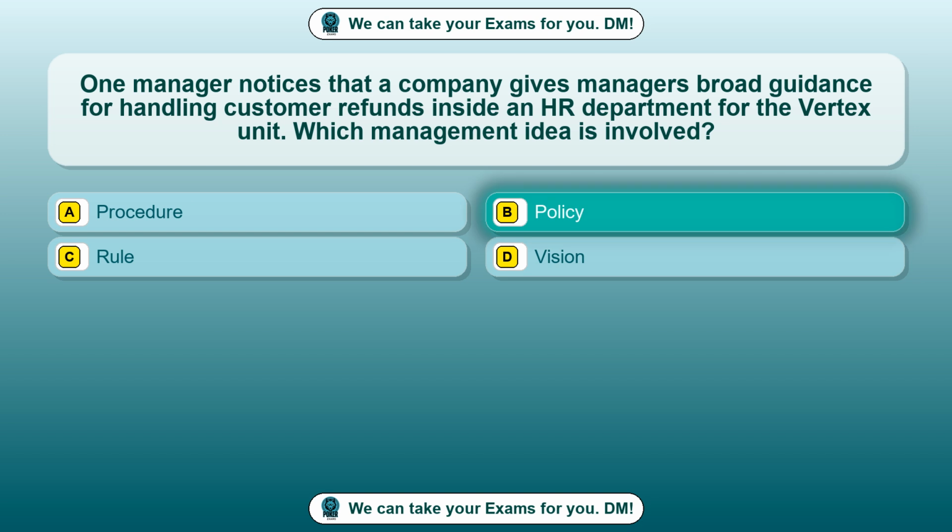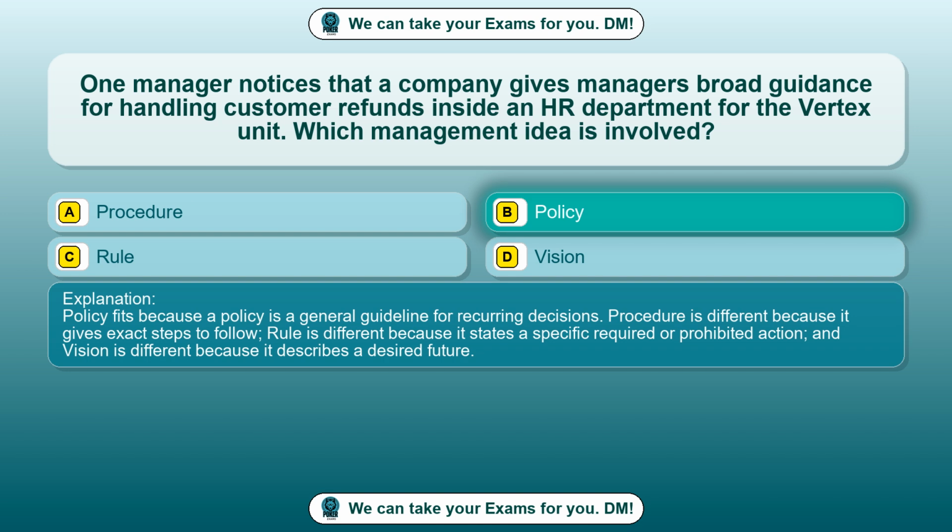The correct answer is option B, policy. Policy fits because a policy is a general guideline for recurring decisions. Procedure is different because it gives exact steps to follow. Rule is different because it states a specific required or prohibited action. And vision is different because it describes a desired future.